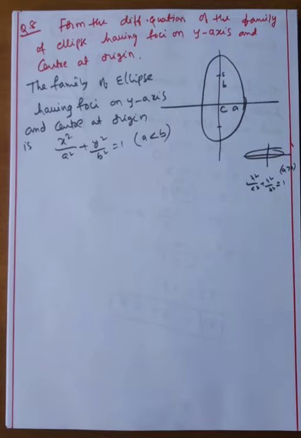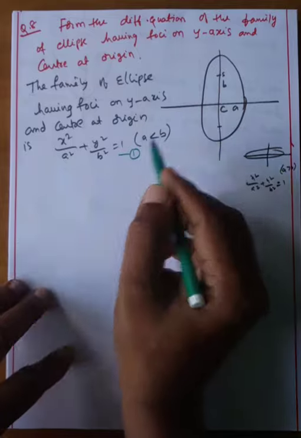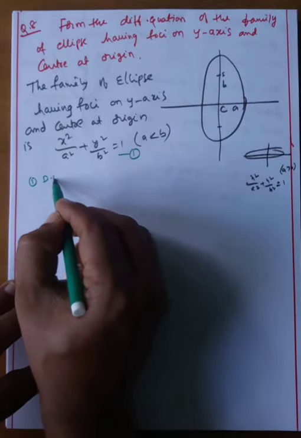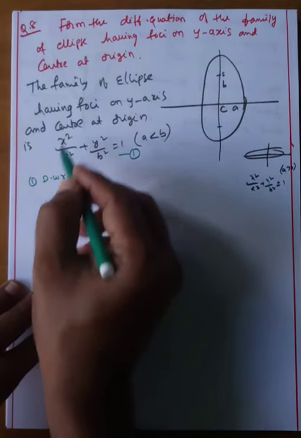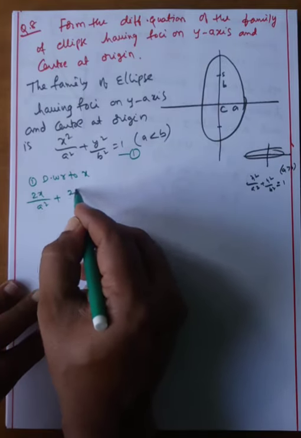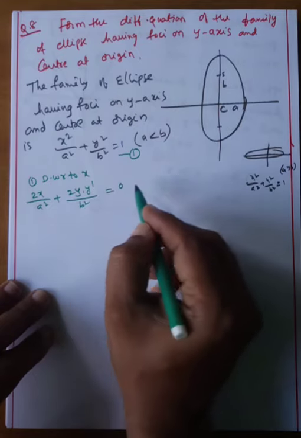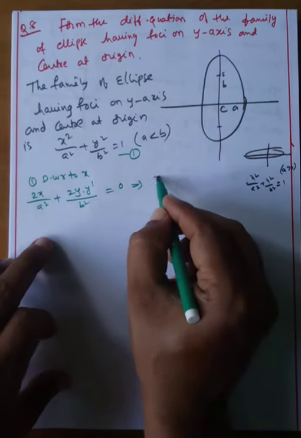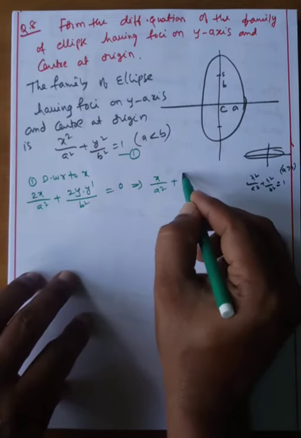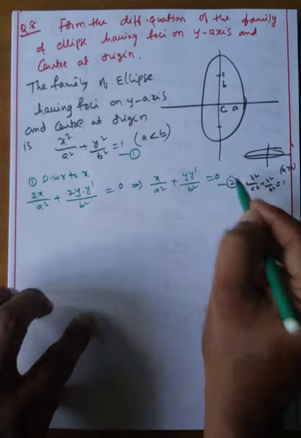Now how many times will we differentiate? Two times, my dear students, because a and b are the arbitrary constants. Now this is equation 1. Differentiate with respect to x: 2x by a square plus 2y into y dash by b square is equal to 0. Taking 2 common: x by a square plus y y dash by b square is equal to 0. This is equation number 2.